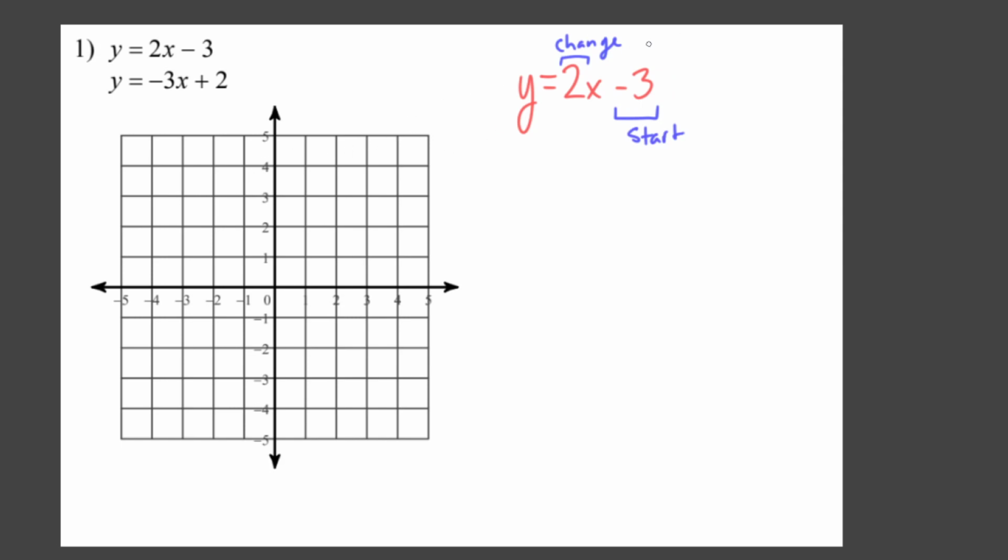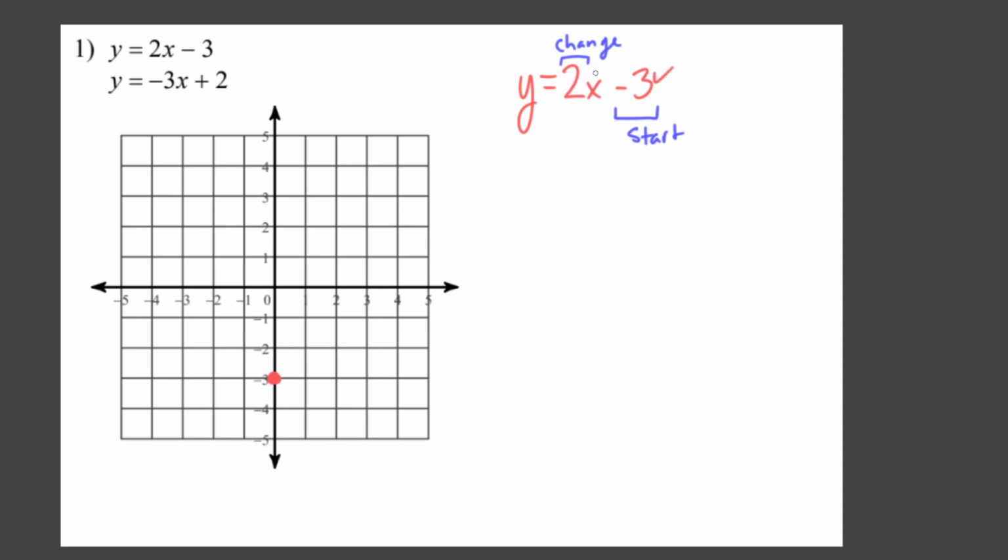We're going to start off with our y-intercept, which is minus 3. So I'm going to come over to my graph and look at the y-axis running up and down. I see 3, 2, 1, 0, negative 1, negative 2, and here's negative 3. So my first point is going to be right here at y equals negative 3. Again, that's where I start.